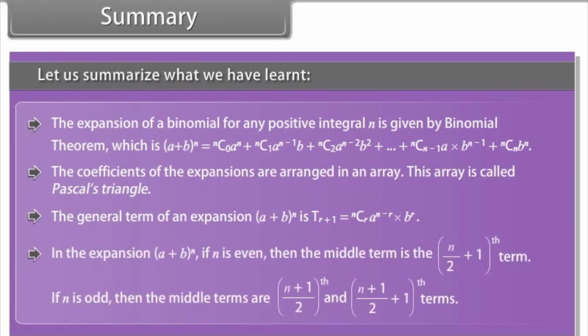In the expansion (a + b) raised to power n, if n is even, then the middle term is the (n/2 + 1)th term. If n is odd, then the middle terms are the ((n + 1)/2)th and the ((n + 1)/2 + 1)th term.